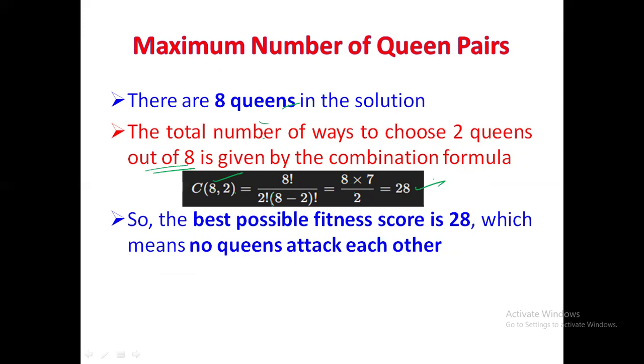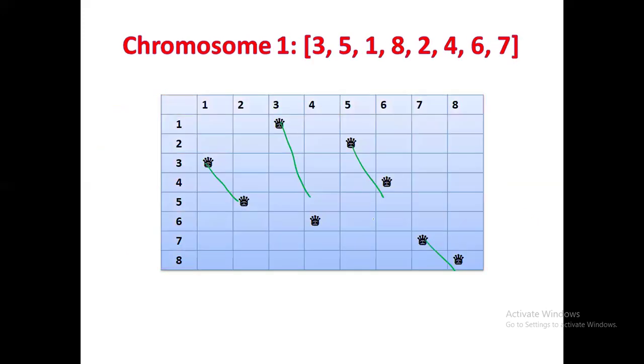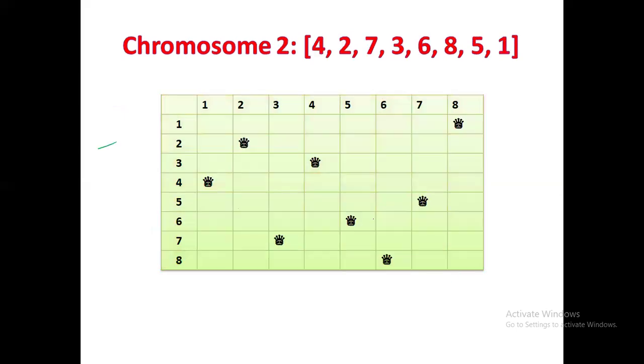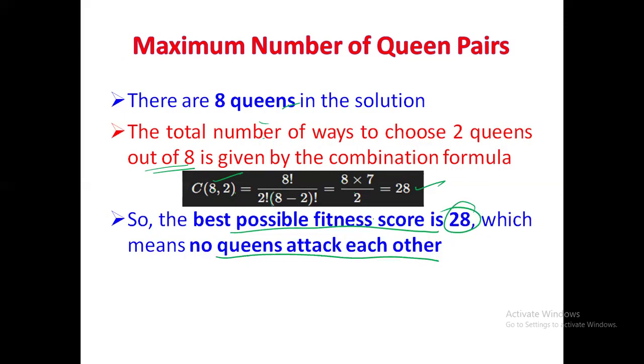So the best possible fitness score for this 8 queen problem is 28, which means no queens attack each other. So in all 4 chromosomes, either 2 queens or 4 queens or 4 sets of pairs are attacking with each other. Our final solution should be that no queens attack each other. That we have to find out.